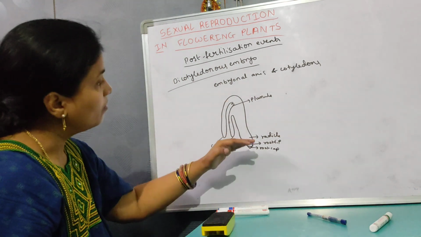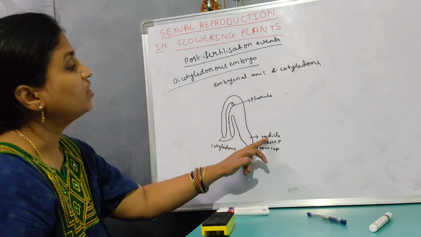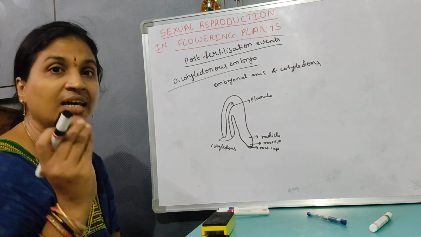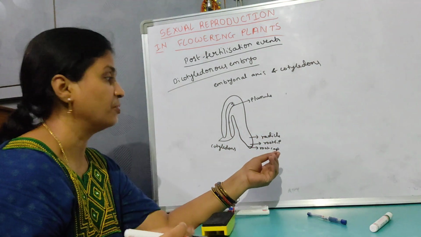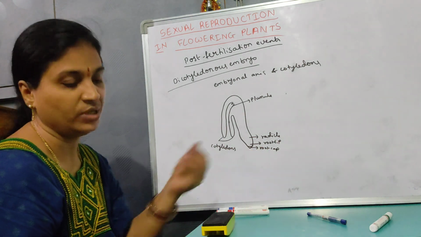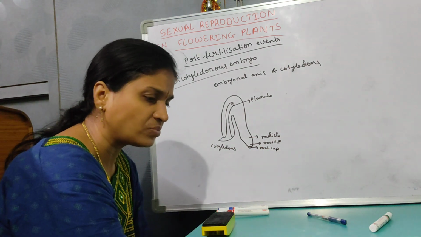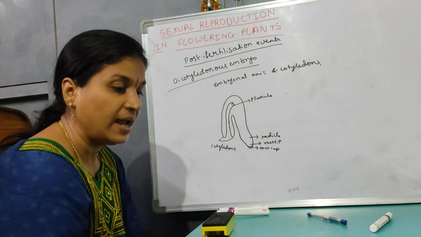Then the lower part of the embryonal axis is going to develop into the radicle. Radicle is nothing but the early root system. This radicle is going to develop into the root system. Then the tip of the radicle is having the root tip, and the root tip is covered by the root cap. This is about the dicotyledonous embryo.